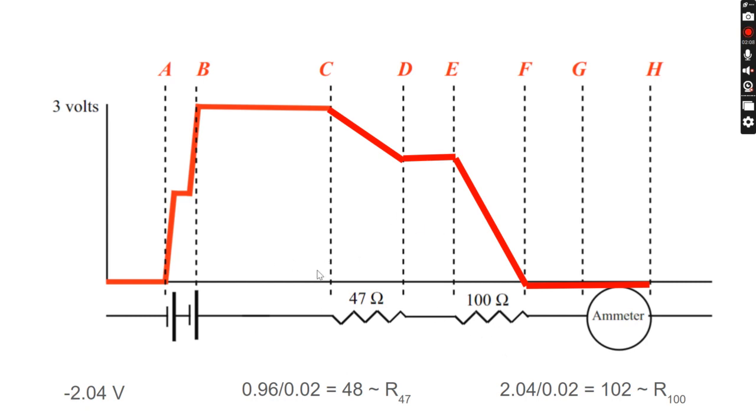Now, for the first part of this lab, I qualitatively determined the change in voltage, the voltage drop, using a voltmeter, and created this graph, which is not exact, but it does demonstrate the fact that the voltage drop across the 100 ohm resistor is much greater than the voltage drop across the 47 ohm resistor, and that these voltage drops could be approximately calculated by the resistances of those resistors, and they do match up with Ohm's law.